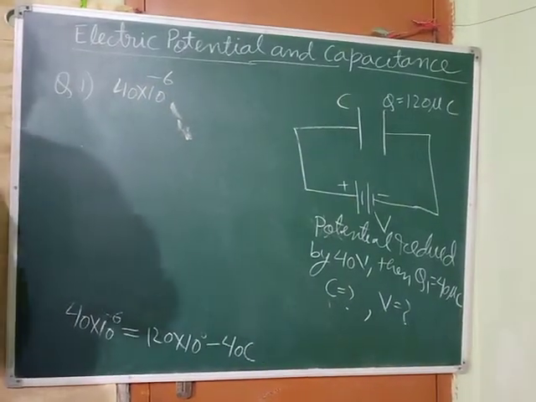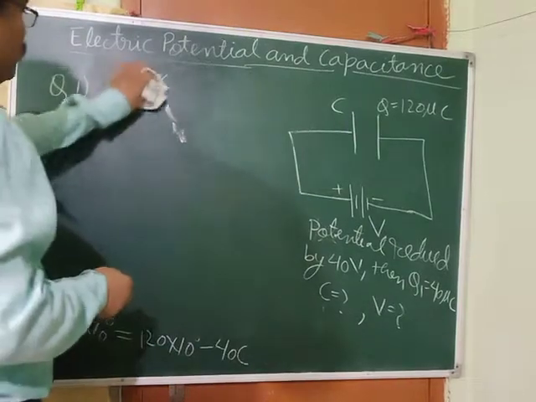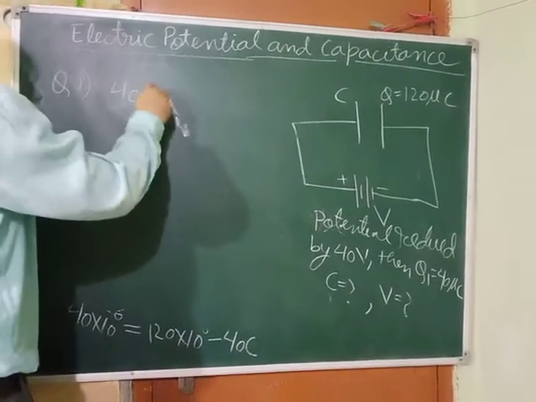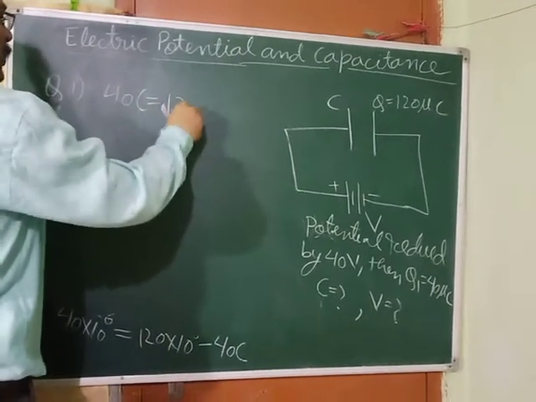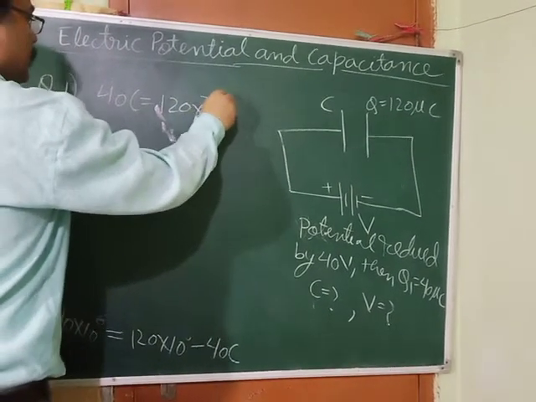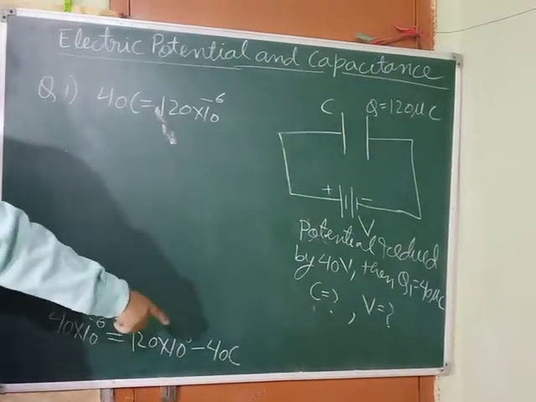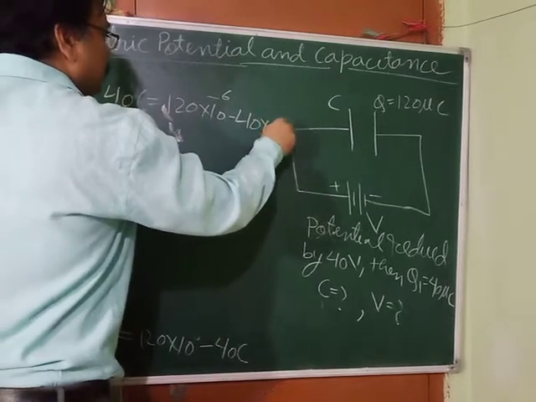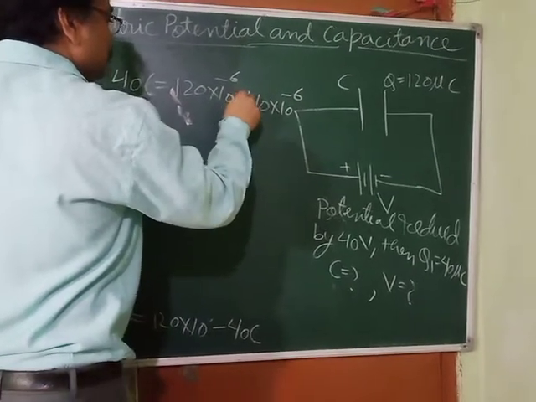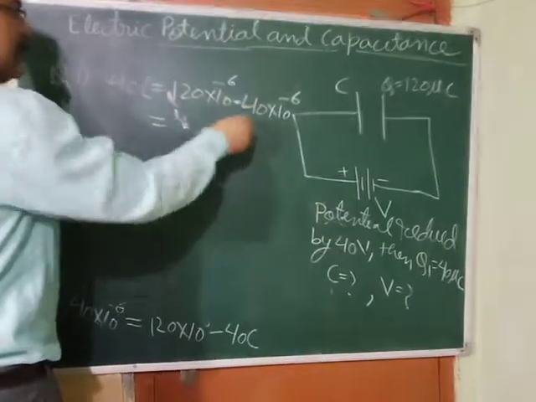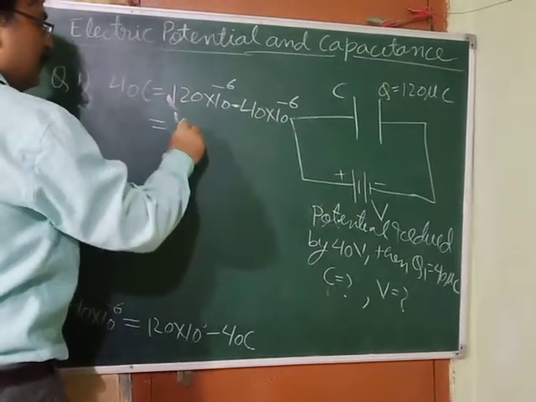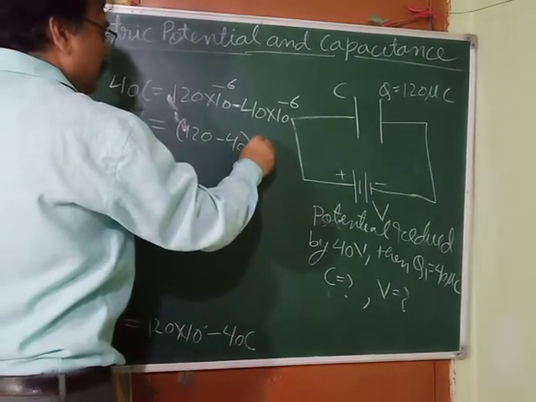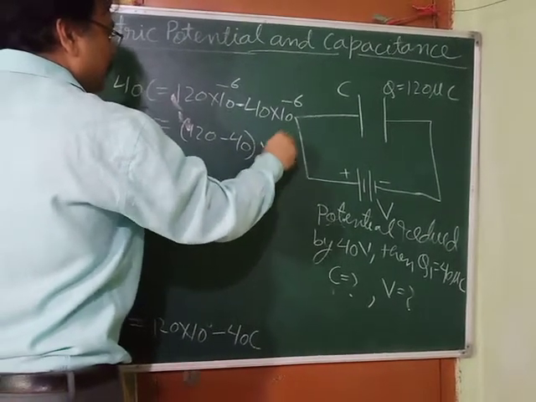Then we can take this 40C to this side, so we get plus 40C. Here 120 into 10 to the power minus 6 is there, and we take it to the other side, so we get minus 40 into 10 to the power minus 6. We can take 10 to the power minus 6 common, so we will have 120 minus 40, into 10 to the power minus 6.